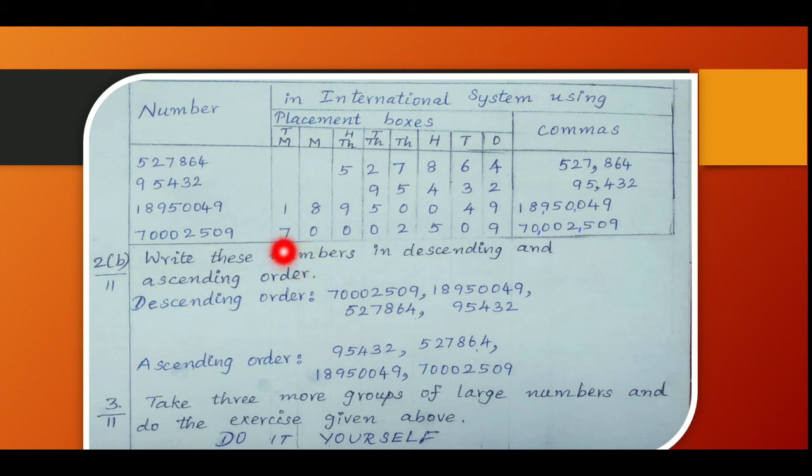So the number 700025009 is the largest number. So we have arranged the numbers in descending order from the greatest to smallest. We know very well how to write a descending order. So we have written in that way, and also we have written the ascending order. Okay, smallest number to biggest number. Then take 3 more groups of large numbers and do the exercise given above.